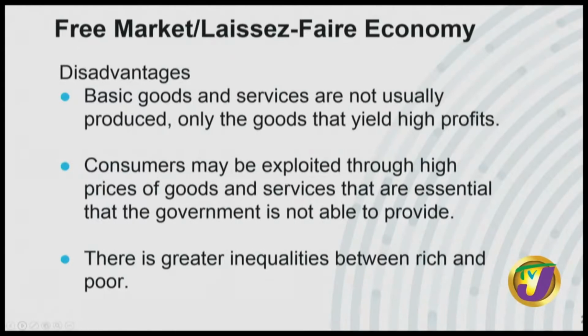Second disadvantage is that consumers may be exploited through high prices for goods and services that are essential that the government is not able to provide. So how is it that Miss A just said that they don't provide certain basic things? I will just give you a quick example. Let us look at transportation. Now, the government provides transportation through the JUTC. It's owned and operated by the government.